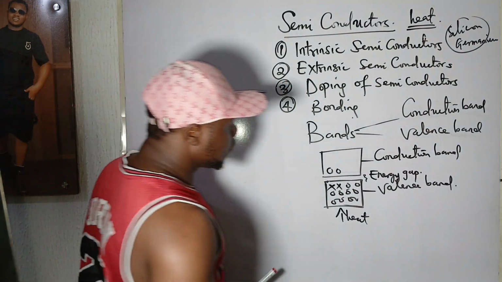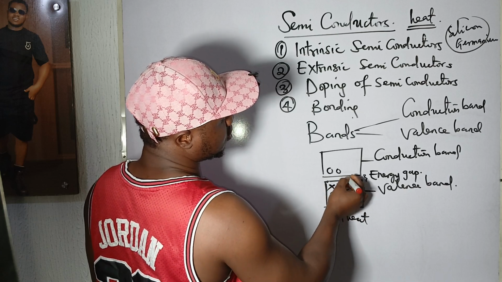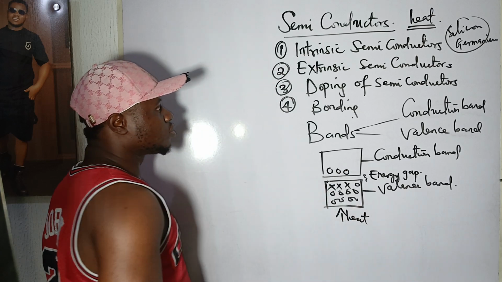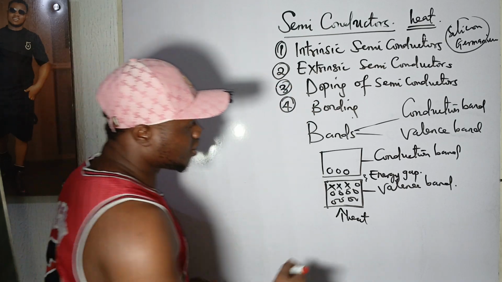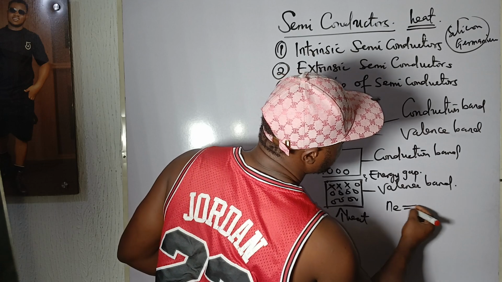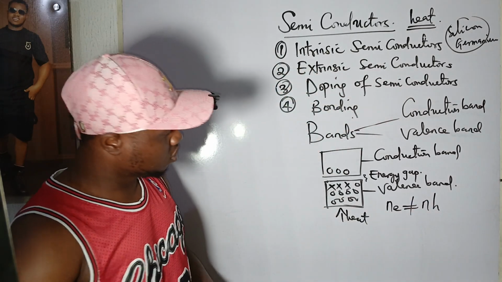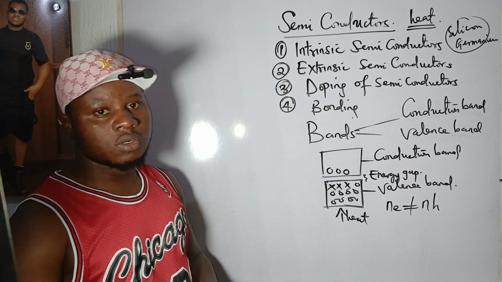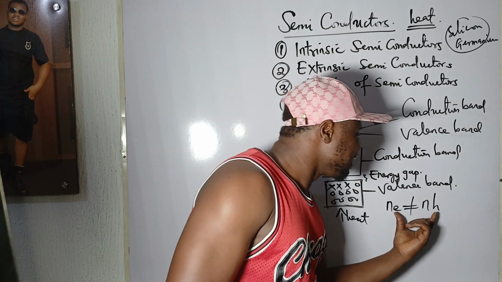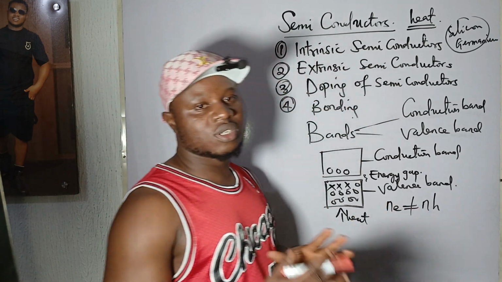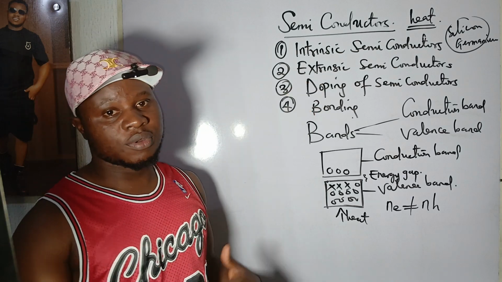But if you look at this, if this one moves from here to here, it is going to leave three spaces, three electrons. Now, when we come to extrinsic semiconductor, this is when the number of electrons is not equal to the number of spaces. The space is called holes. You can see this space is now called holes. Now, these are the electrons. This is a case where the number of electrons is not equal to the number of holes. We now have an extrinsic semiconductor, or impure semiconductor.